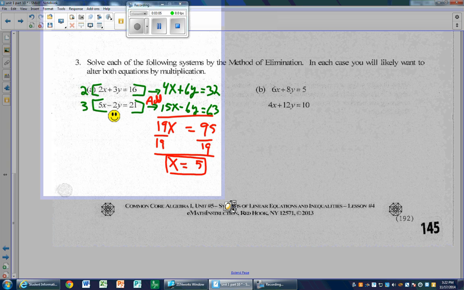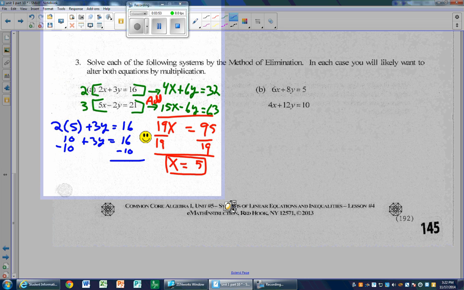Don't forget to find out what y is. Pick either one of these equations. Let's take the top one. 2 times 5. Why did I do that? Everywhere there's an x, I put a 5. Plus 3y, I don't know what y is, so I can't substitute it, equals 16. 10 plus 3y equals 16. I'm subtracting 10 from both sides. And you get 3y equals 6. Divide both sides by 3. Y is 2.